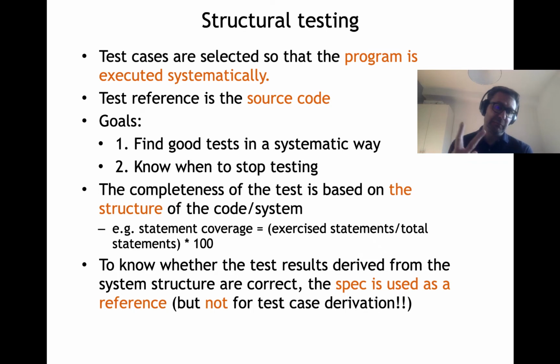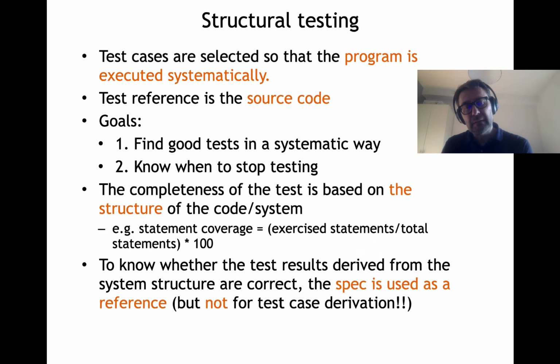So the goals are twofold. Of course, one is to find good tests in a systematic way, and a side effect of that is that when we run them, as in all testing, we can find problems, bugs, defects. Another goal is to know when to stop testing. This is a big problem. How much testing should we do? When are we ready? Coverage-based criteria are the main way that people do this, especially in industry, but also in standards in different industries. So these are the two main goals.